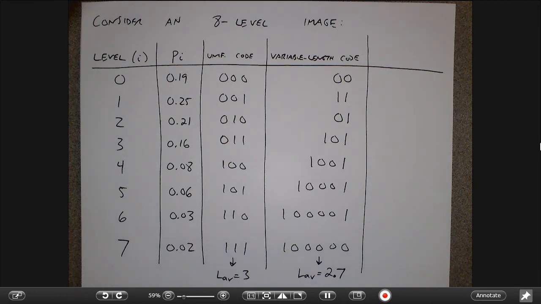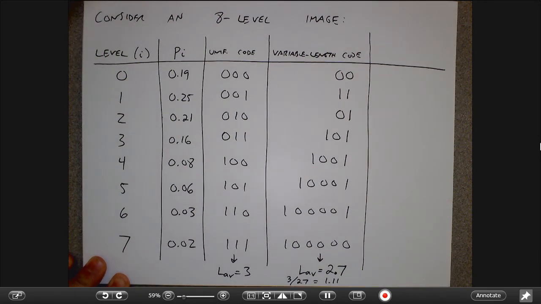This is a compression ratio. The compression ratio would be 3 over 2.7, which is approximately 1.1. So I've got basically 11% better compression than I would if I hadn't done it.